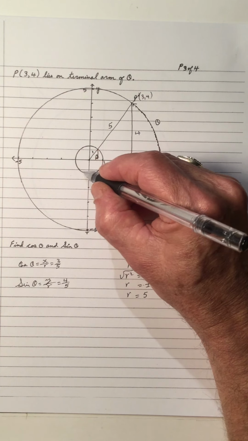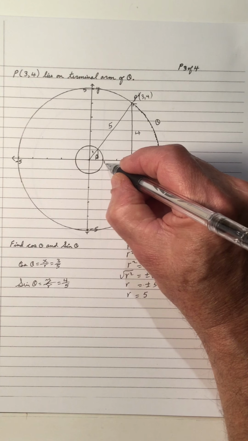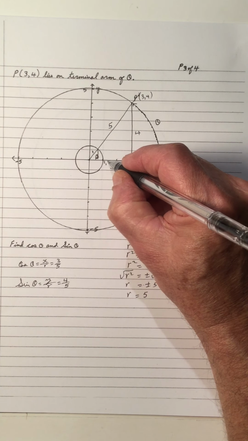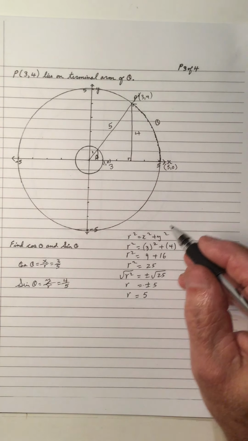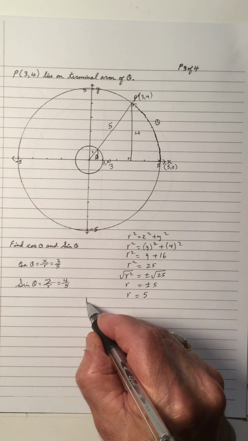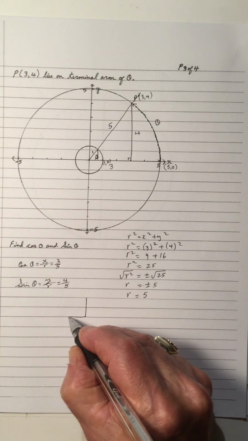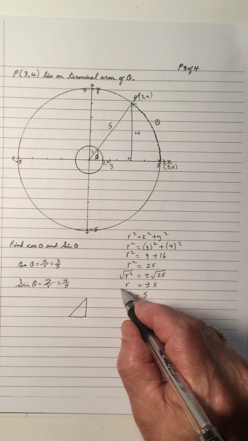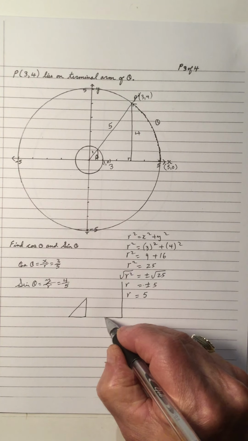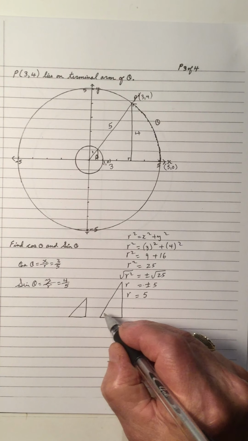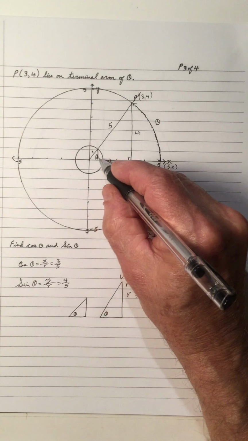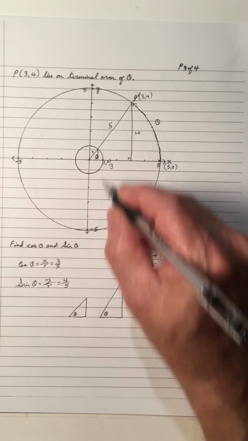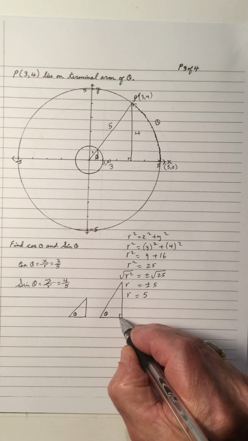The radius of this circle is 1. So this is the point (1, 0). And the triangles are similar. If you draw the small triangle and the large one, this angle theta is the same angle theta here. And you have a right angle in these triangles.